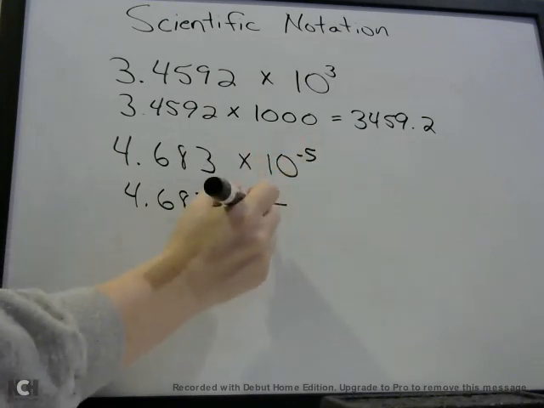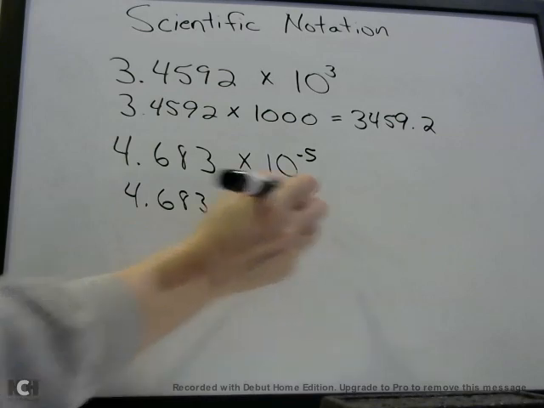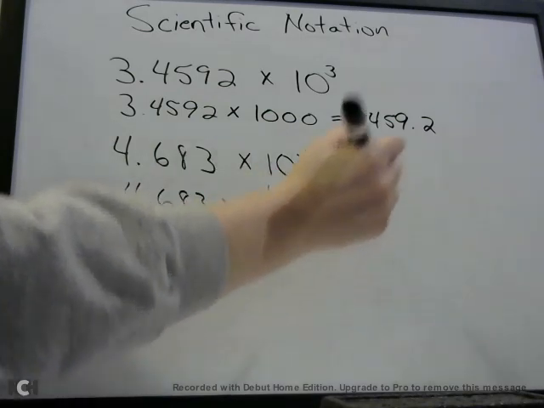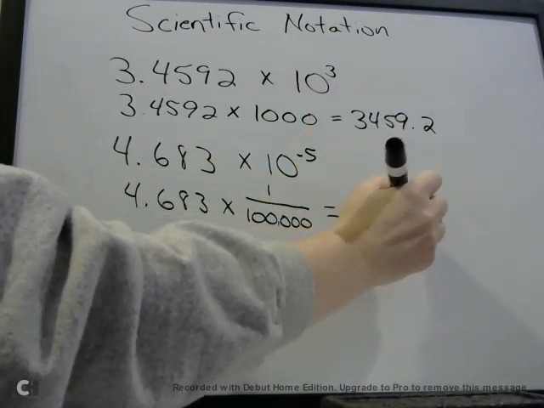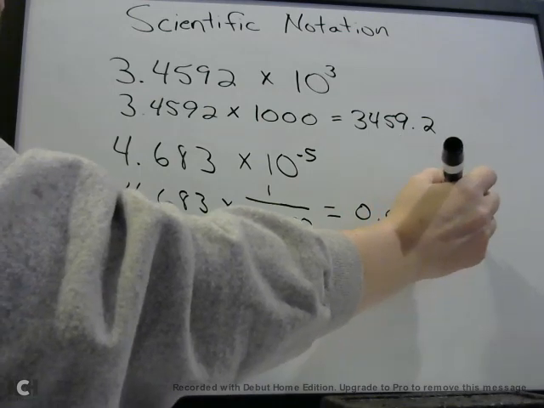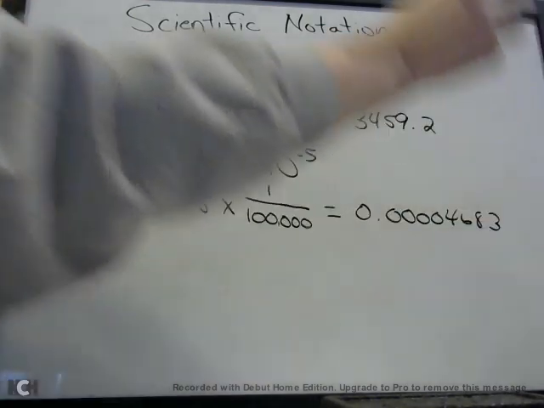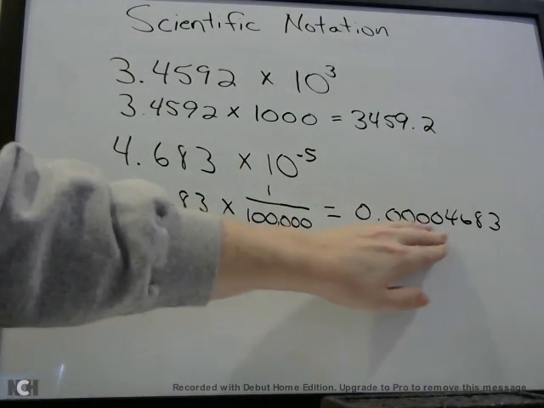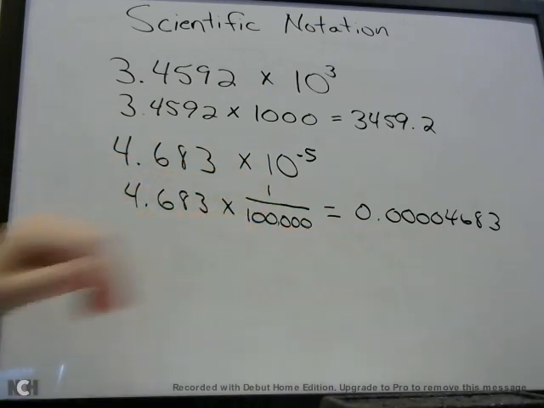Again, we're just going to do the multiplication. 10 to the negative fifth is really 1 over 100,000. And so if you do that multiplication, you are going to get 0.00001234683, with four zeros after the decimal point. So again, this number written in scientific notation, those are the same. Here we've just done the multiplication.